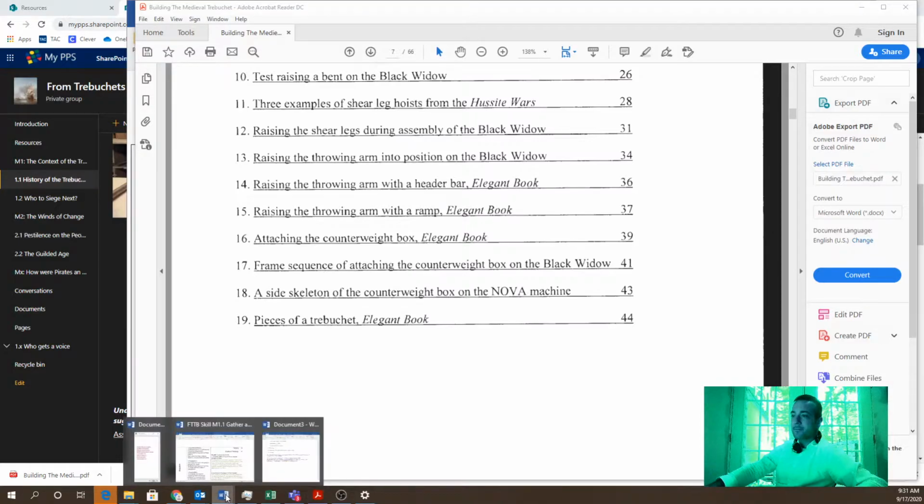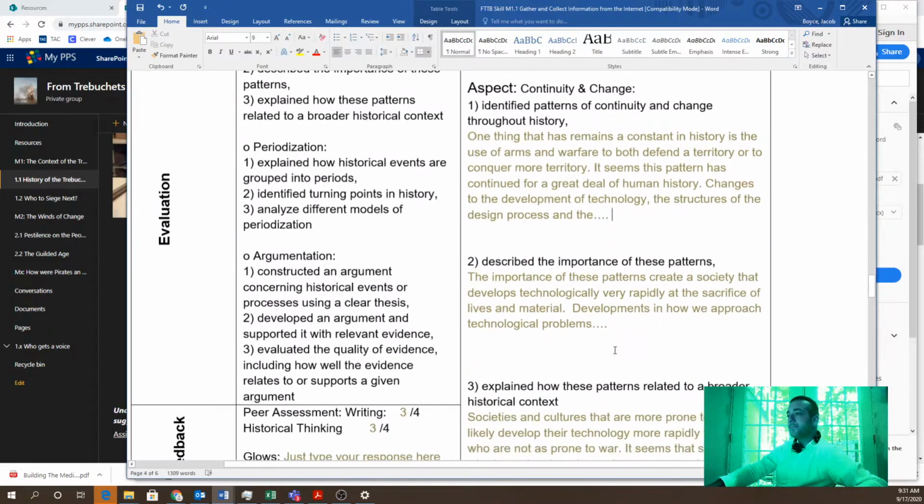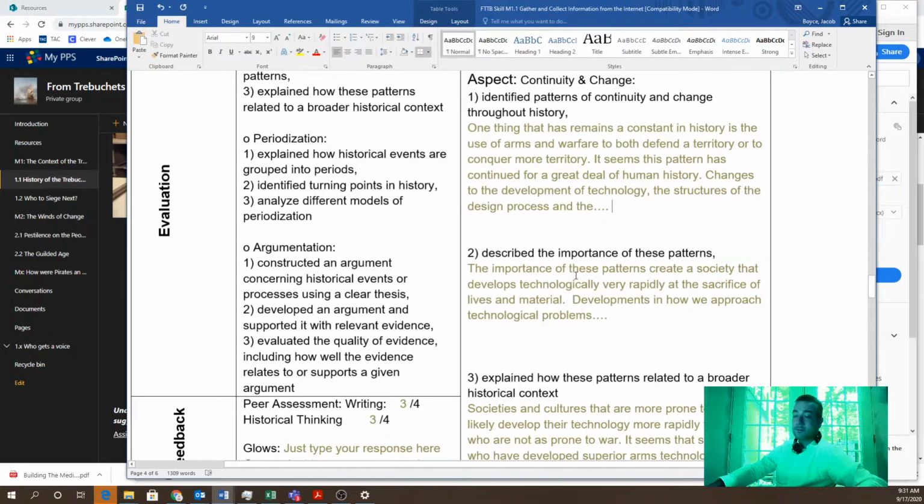So it's important to keep going back to the document whenever we can. Otherwise, we'll get kind of hung up on getting away from the document, which is not interrogating the sources, but it is good imaginative historical thinking. Next piece is describe the importance of these patterns. Like, who cares? What matters? Why does it matter?